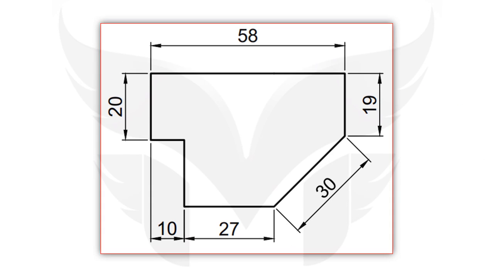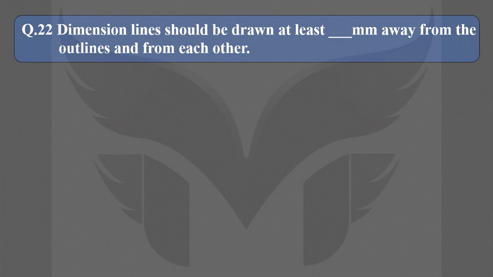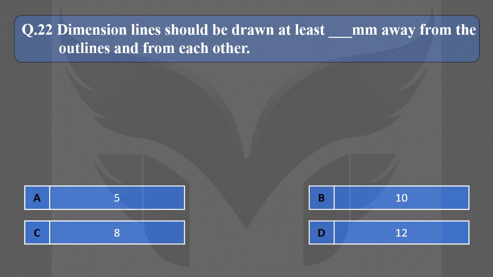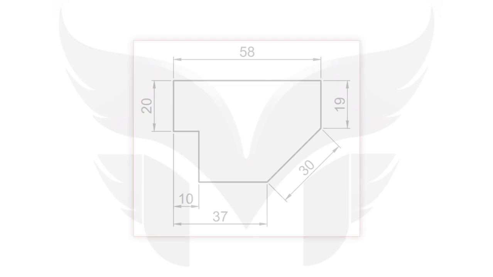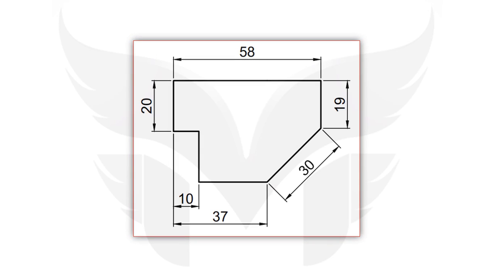Let's look at the next question. Dimension lines should be drawn at least dash dash mm away from the outlines and from each other. Our options are 5, 10, 8 and 12 mm. And the correct option is C, that is 8 mm. So, always make sure while you place a dimension line, it should be at least 8 mm away from the outline, like here, and from each other, like here.